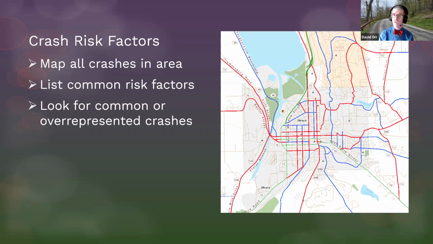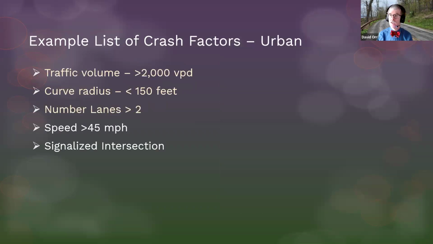But you might come up with a list of crash factors for, say, urban areas. Okay? So maybe volumes over 2,000 vehicles per day, curve radius less than 150 feet, number of lanes greater than two. By the way, those three came from the New York State Department of Transportation's Roadway Departure Safety Action Plan. So those are already available. You could even use those for your urban collectors and arterials. But maybe they find speed as an issue, higher speed, because there are some higher speed segments in the Tompkins County area, even in the urban parts.